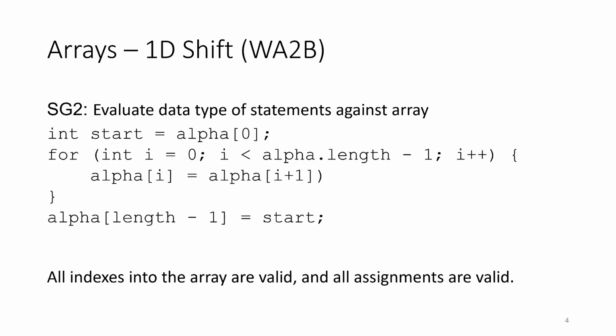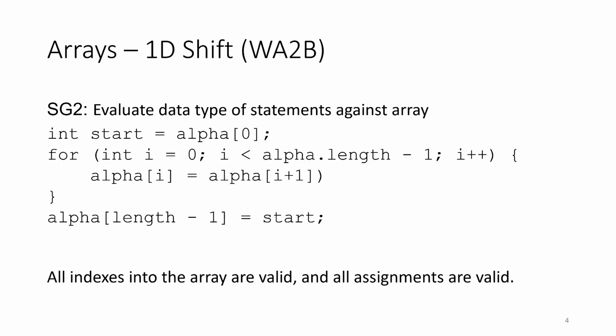Subgoal 2 is to then evaluate the data type of these statements against the array. For this code, we have a reference to alpha[0] and a reference to alpha[length - 1]. Both of those indices are valid. Both of them contain assignment statements with the integer variable start, so the assignment statements are also valid.